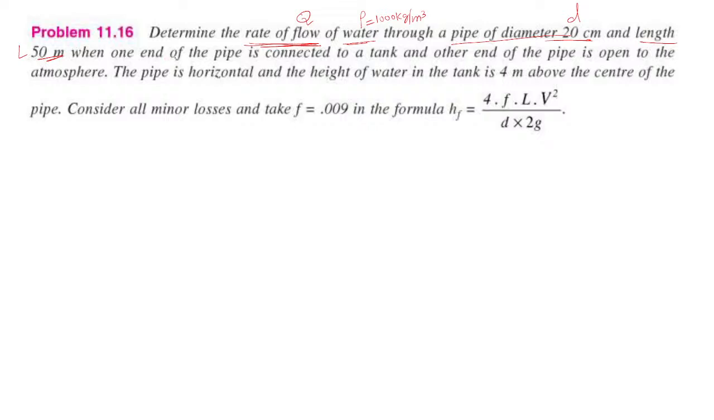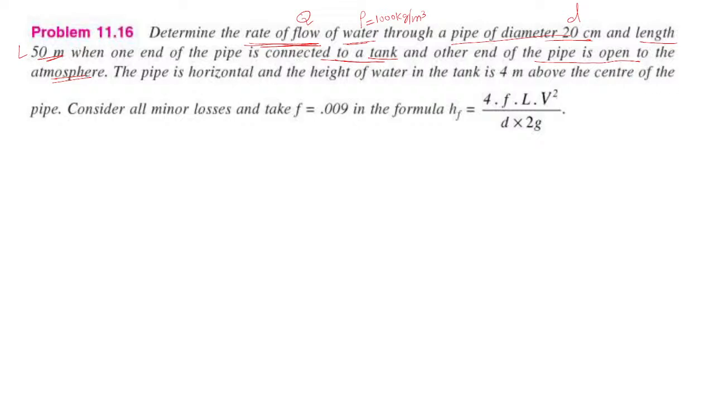When one end of the pipe is connected to a tank. Now you see, one end of the pipe, they have given the dimensions and all. One end is connected to a tank, another end is open to the atmosphere. The pipe is horizontal, so the pipe is in a straight line, not inclined, but the height of the water in the tank is 4 meter above the center of the pipe.